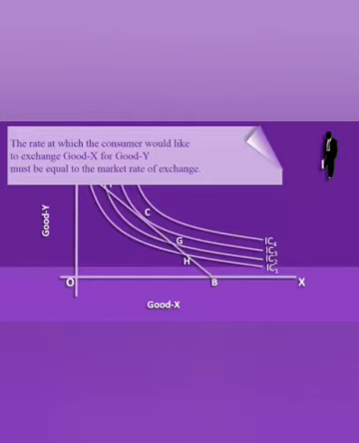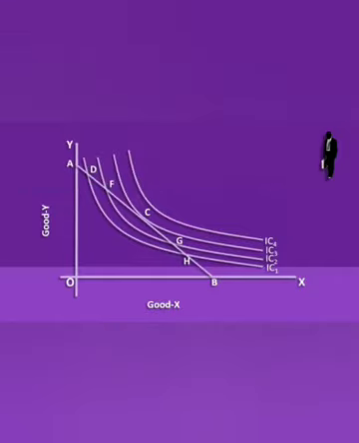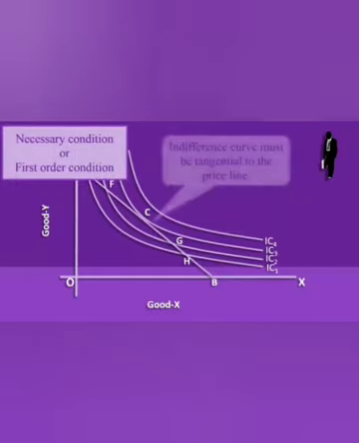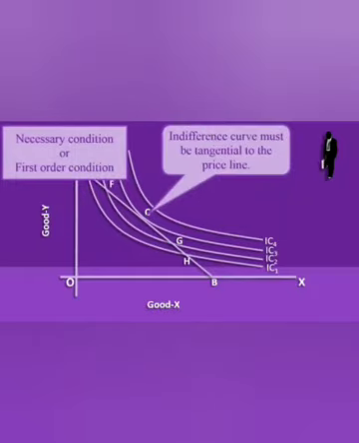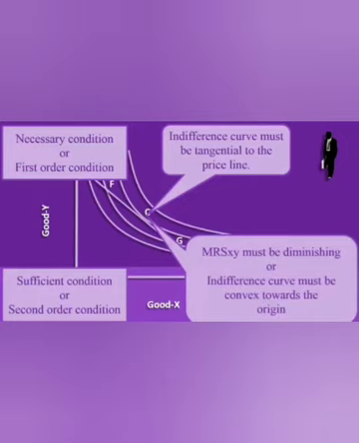The equilibrium condition can be technically stated like this. At the point of equilibrium, the first order condition: the indifference curve must be tangential to the price line. Then, the second order condition: the marginal rate of substitution of X for Y must be diminishing, or the indifference curve must be convex towards the origin.